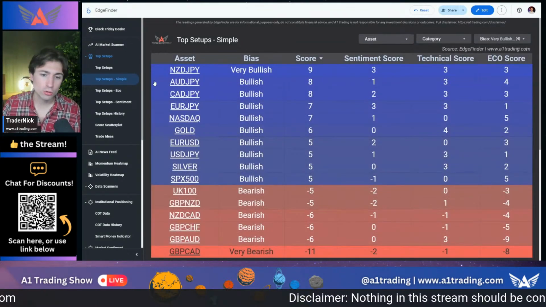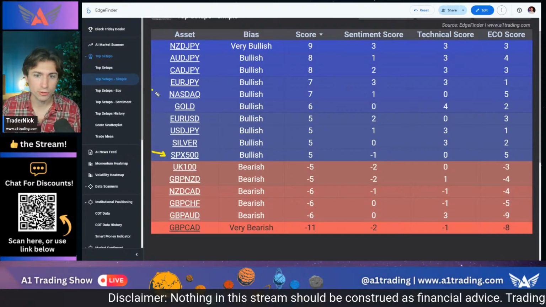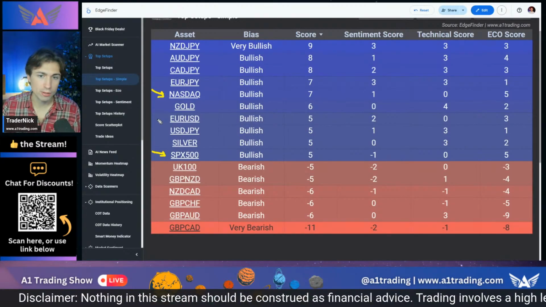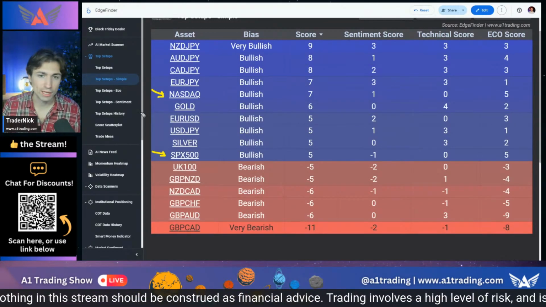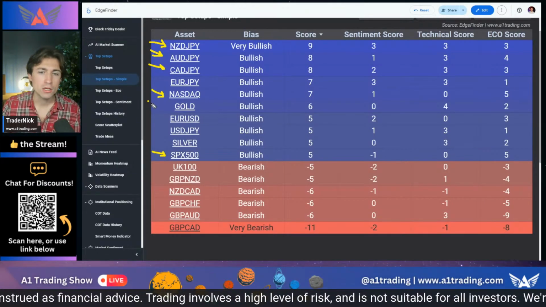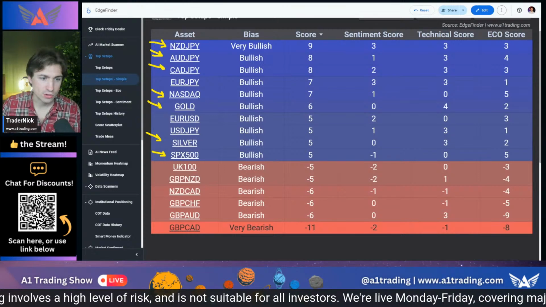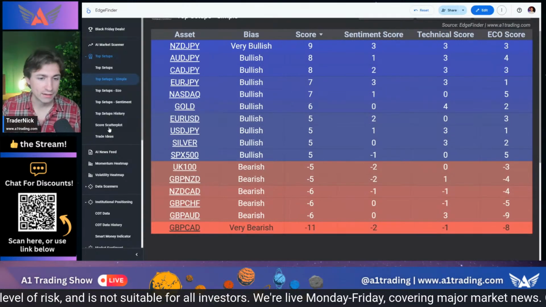I mentioned this earlier, but let me also say, S&P 500, NASDAQ, still getting very solid readings here, coinciding with this. So I'm liking to see this. Yen pairs also getting some strong readings as well. Gold still bullish, silver still bullish. I still like the consensus generally here on the Edge Finder at this time.